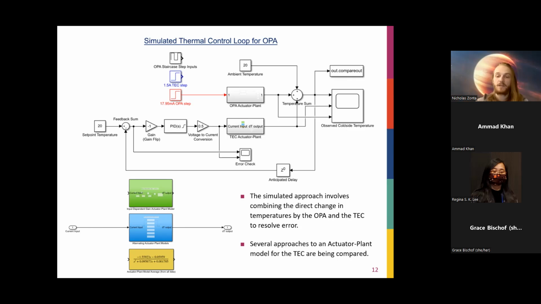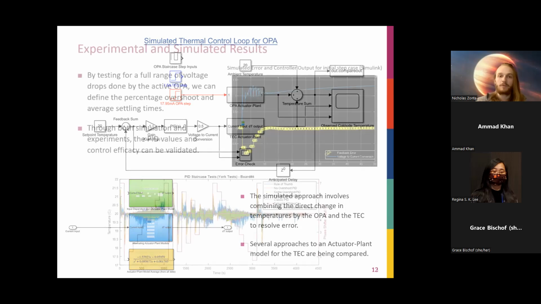There were several approaches taken to the actuator plant model for the TEC, because it is aggressively nonlinear and we were only running off of one feedback point. This was done through input-dependent gain, alternating actuator plant models, and a standard transfer function, but through the averages of all the experimental data we had taken up to this point. So we were running through a couple of those.